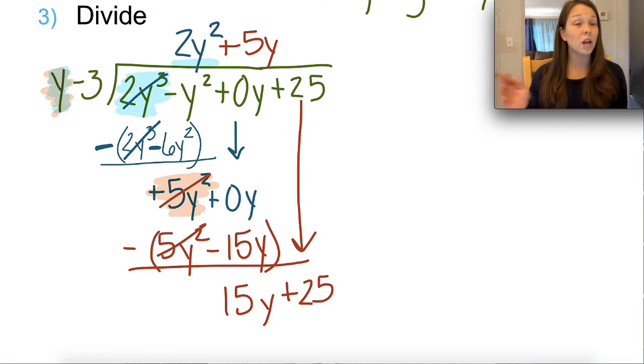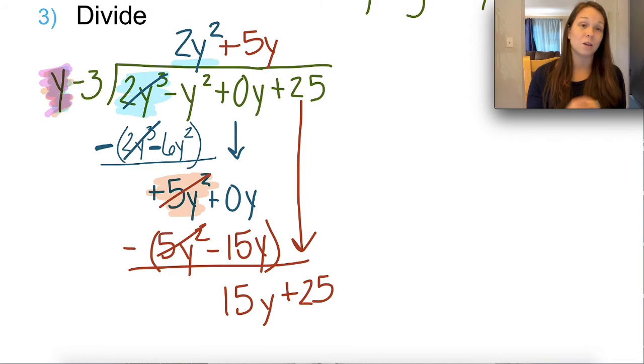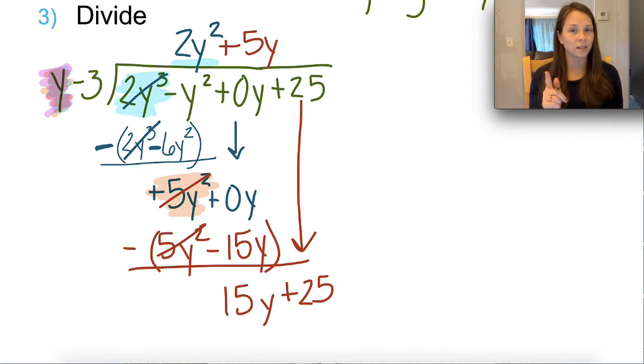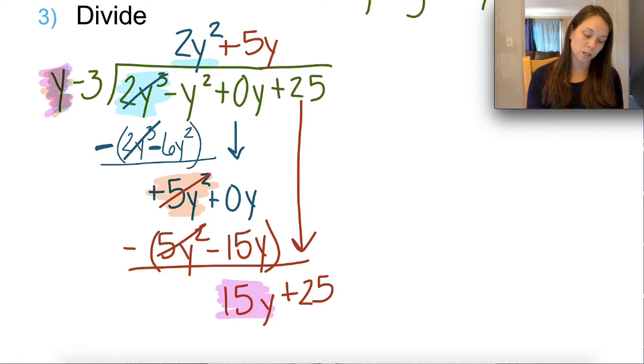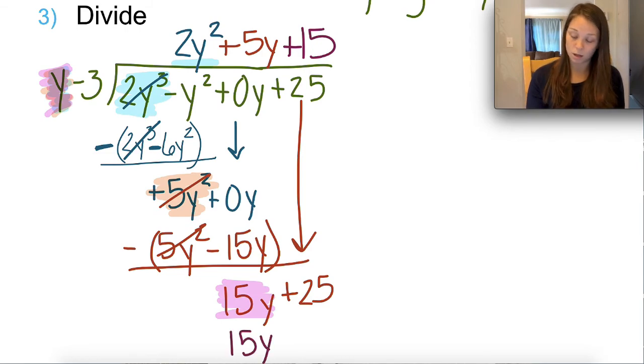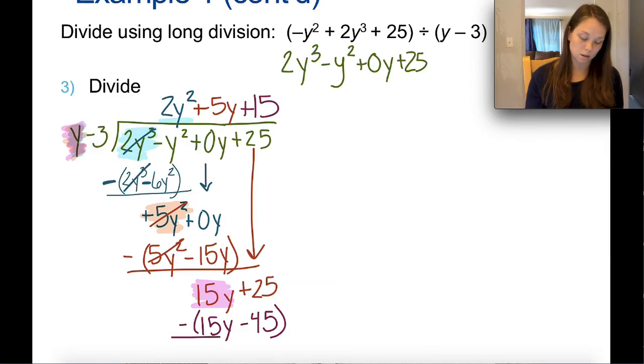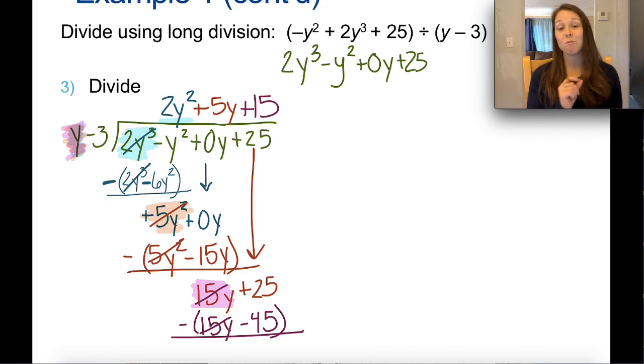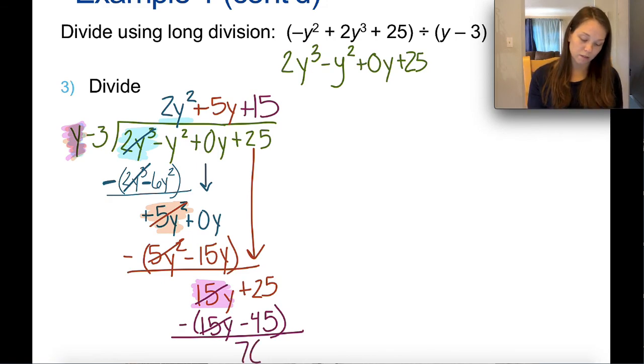Going through this process again, because we're not done yet, we can keep going. And you might be wondering, how do we know when we're done? I'll show you. Going through that process again, y, the first term in our divisor, times what is going to give us 15y? The answer to that question is 15. So now I take that 15, multiply it by y, and then take that 15 and multiply it by negative 3. And I get 15y minus 45. Again, wrap it in parentheses and put that subtraction sign around it. The 15y's cancel. Then I have 25 minus negative 45, which gives me 70.